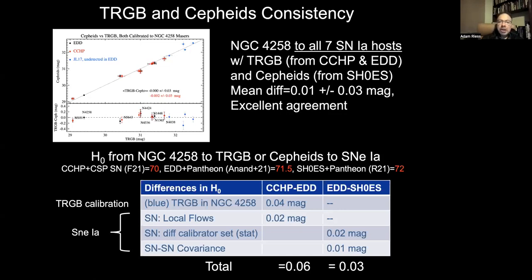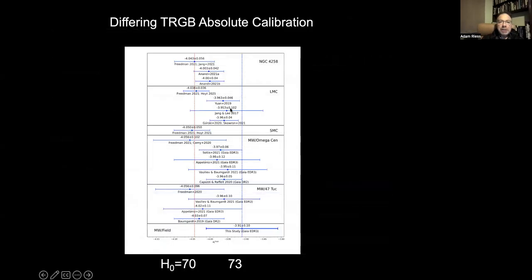However, let me go one step further. Another piece of this puzzle is that there are differences in the calibration, the first rung, for tip of the red giant branch, not Cepheids. If you're not familiar, but it sounds like you probably are, the tip of the red giant branch is not a star. There's no tip of the red giant branch star. It's a feature in the distribution of a large number of stars where you see a break or a change. Because of that, you can't measure the parallax to the tip of the red giant branch like you can for Cepheid variables. So it's harder to calibrate.